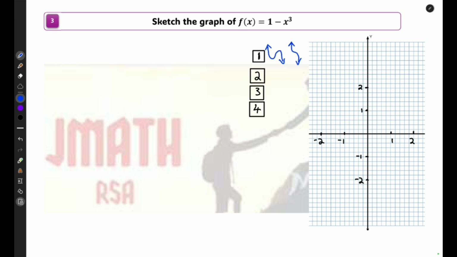So step 2, get the y-intercept, and I get the y-intercept by making x equal to 0. If I do that, then this is just a 0 and a 1. Okay, now very easy to get the x-intercept. I just make y equal to 0.